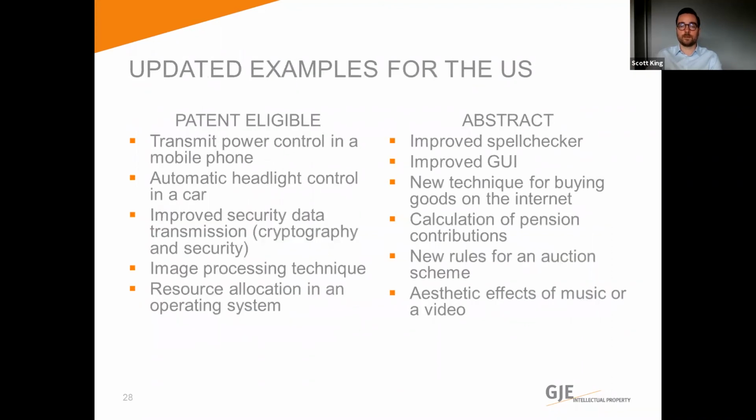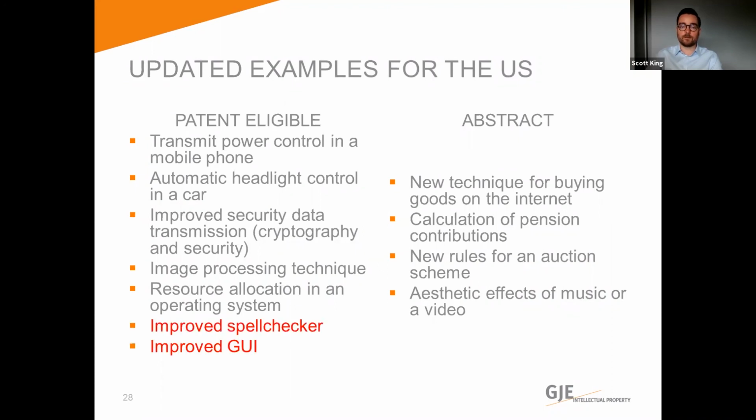So here's an updated list of examples, but taking the abstract idea test of the US. And it could be argued that the graphical user interface and the spell checker may pass the abstract idea hurdle in the US. So you might get a different outcome in the US for these inventions. However, largely, as you can see here, the outcome is generally the same for computer implemented inventions.